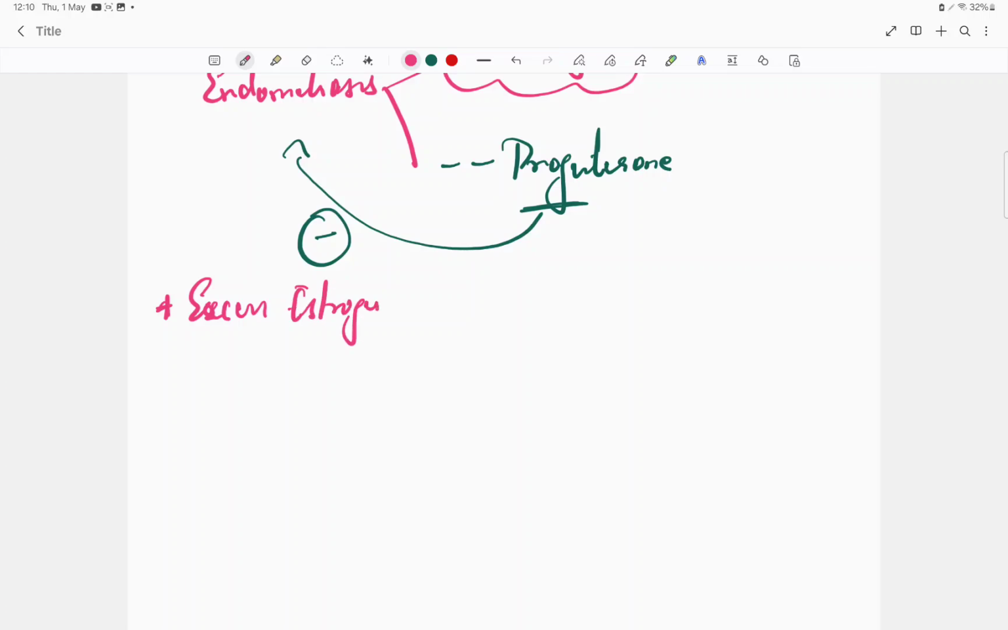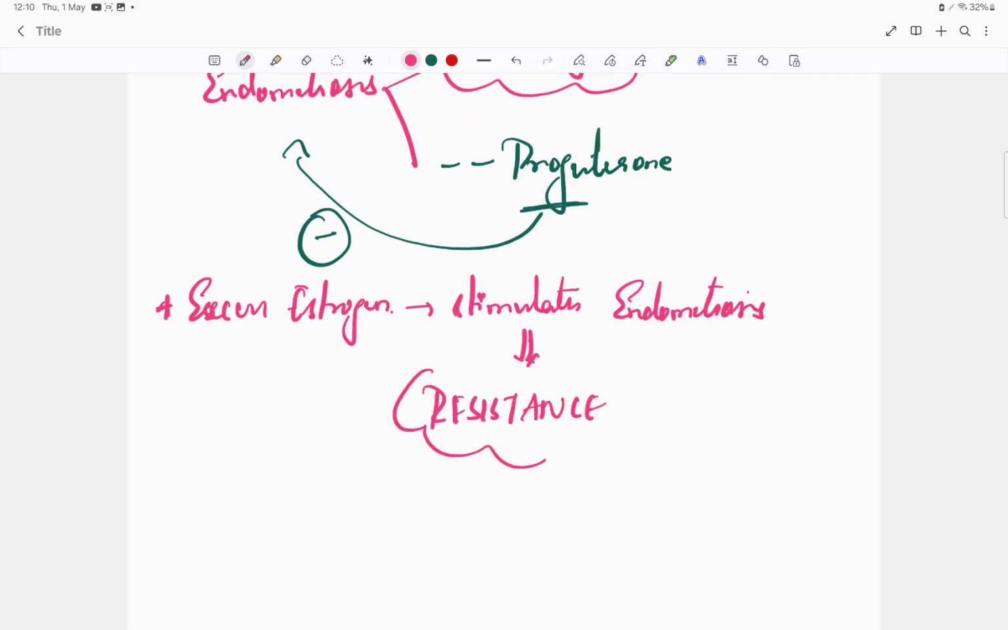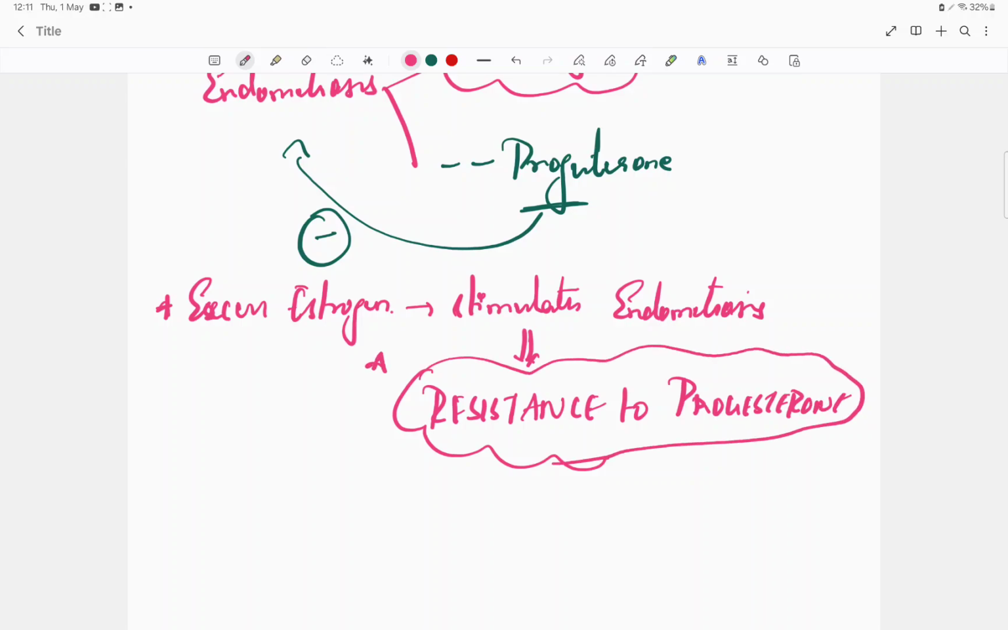Excess estrogen stimulates endometriosis, which leads to, this is important, they have asked even in Viva, resistance to progesterone. Very important. They have asked, this endometrial tissue is very resistant towards the progesterone.